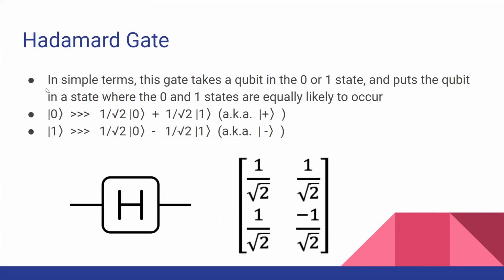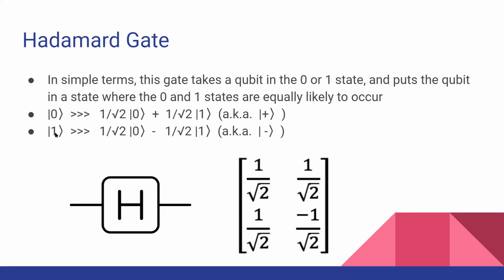So here we have another gate called the Hadamard gate. This gate is a little bit more complicated to talk about, but in simpler terms, it takes a qubit in the 0 or 1 state and puts the qubit in a state where the 0 and 1 states are equally likely to occur. For example, if we feed it the 0 state, we'll get the state 1 over root 2 times 0 plus 1 over root 2 times 1. That's the equal probability of measuring 0 or 1. We actually have a special name for this state. We call it the plus state. It has equal probability of being measured as 0 or 1, and both probability amplitudes are positive.